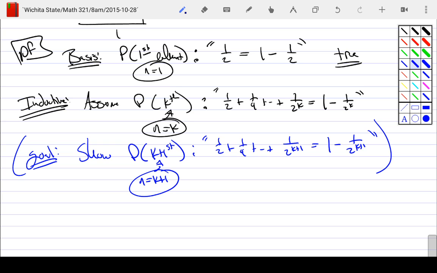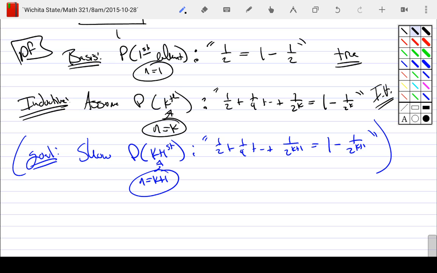What do I have? The inductive hypothesis. Two approaches. Take your equality, add things to both sides until it becomes what I want, or take the left-hand side of what you want, replace things with their equal until the right side shows up, that 1 minus 1 over 2 to the k plus 1 actually shows up.